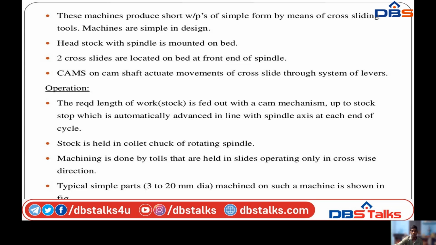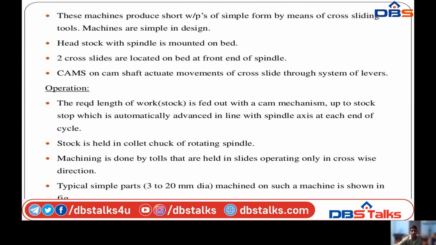In this, two cross slides are located on the bed, one on the front side and the second on the rear side. Here we are using a cam mechanism. Cams on the camshaft actuate the movements. The required length of the work part is fed out with the cam mechanism. Stock is held in a collet chuck for the rotating spindle. Machining is done using tools held in slides operating in the crosswise direction.